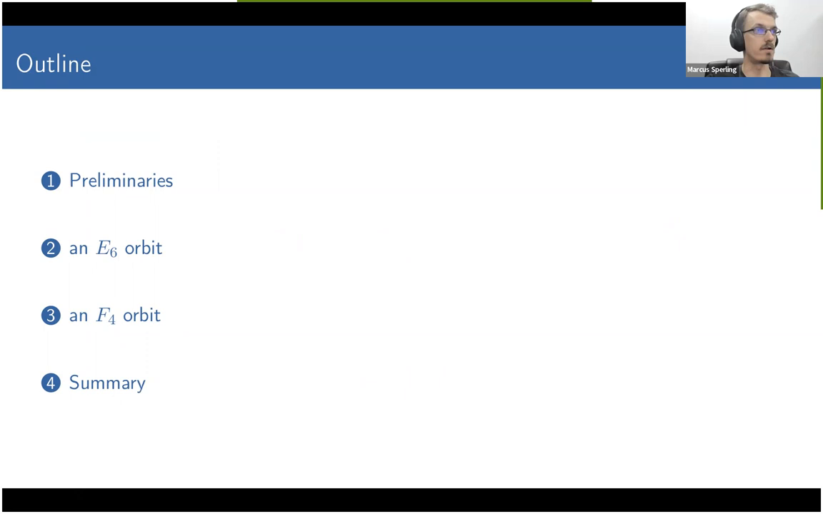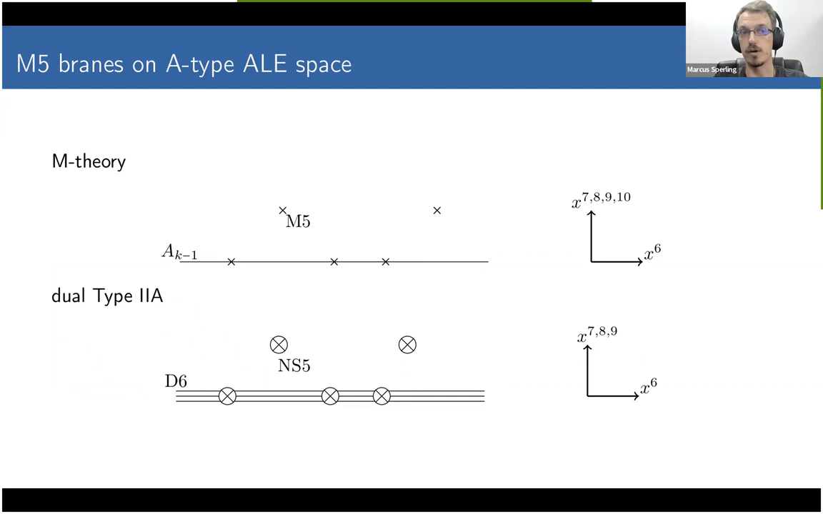Very good. Right. Then let's get into some preliminaries. So the class of theories we're going to look at today is M5 branes on A and D type singularities. If you start with the A-type case, then we know the A-type singularity is a four-dimensional object. So we align it in directions 7, 8, 9, and 10. And we know that the singularity at the origin then becomes essentially a line if I plot this direction as the x6 direction. So this line is just the singular point of the ALE space.